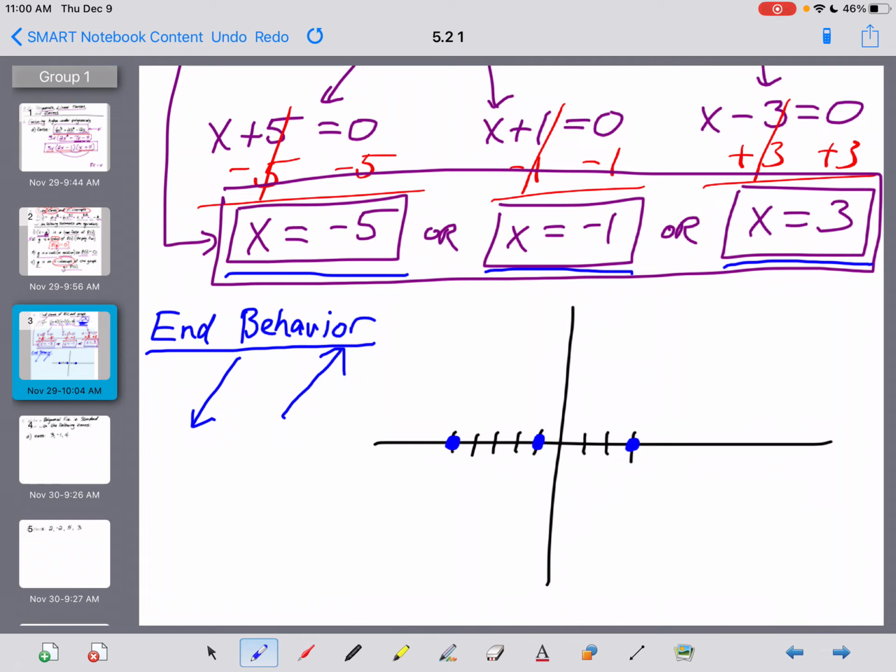From this point right here, everybody, we know that this graph has to go down on the left. And from the point all the way on the right, the x-intercept that we came up with right here, we know that this graph has to go up on the right. Down on the left, up on the right. And now it's really just a matter of connecting the dots, everybody.